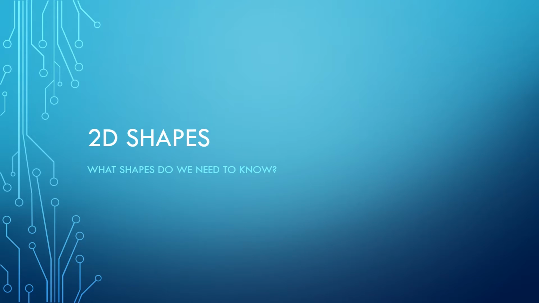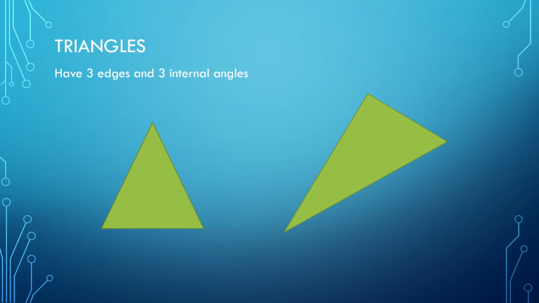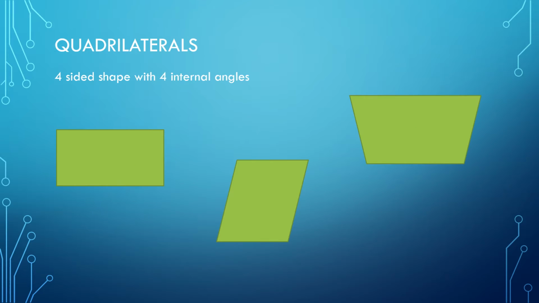So the first one we're going to start with is triangles. Triangles have three edges and three internal angles, three angles on the inside, and that's where the name comes from, triangles. Just now there's nothing overly special. We've already got a video on that. We've already looked at them. So just now all we need to be happy with is the triangles, three sides and three angles inside them.